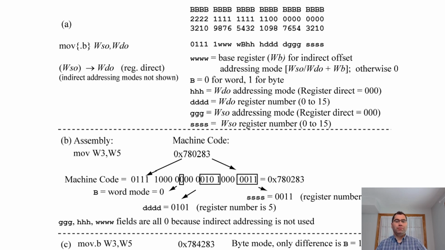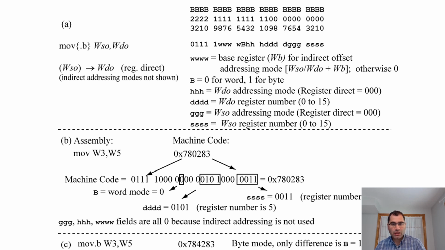Okay, so let's convert this assembly instruction, the move instruction here, to machine code. If you look at the programmer's reference manual, you will find this move instruction, and you will get all this information about the instruction from there. So we just copied that information here.